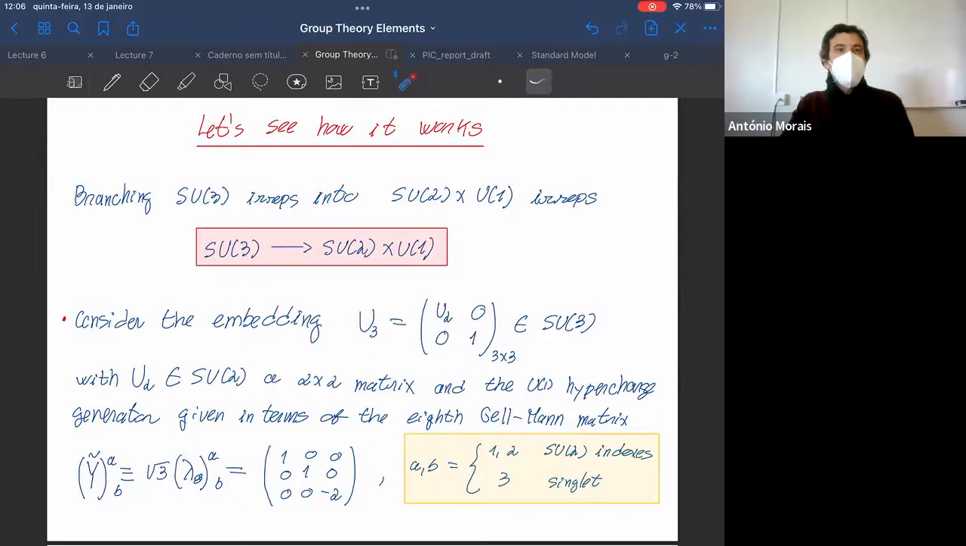But it's just a matter of normalization. It doesn't have physical consequences, as long as you are consistent with your normalization. So this is the hypercharge generator, 1, 1, minus 2, where the first indices 1 and 2 are SU2 indices, and the third is a singlet. The third index is just a singlet of SU2, in fact.